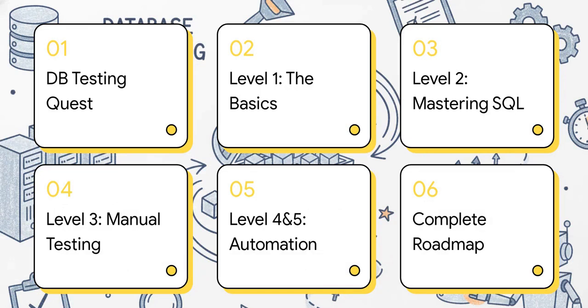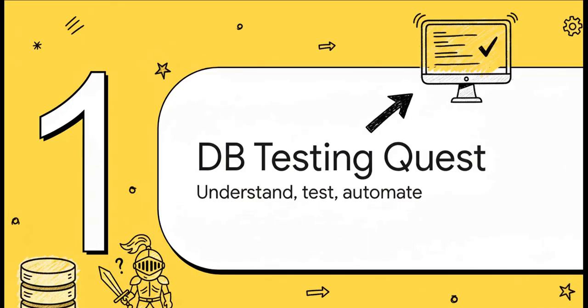So here's how we're going to tackle this quest. First, we'll set the goal. Then, level 1 will cover the absolute basics. Level 2 is all about mastering SQL, the language of data. Then, in level 3, we'll get our hands dirty with manual testing before we unlock our superpowers in levels 4 and 5 with automation. And then, we'll wrap it all up with a complete roadmap. All right, let's kick off this quest.